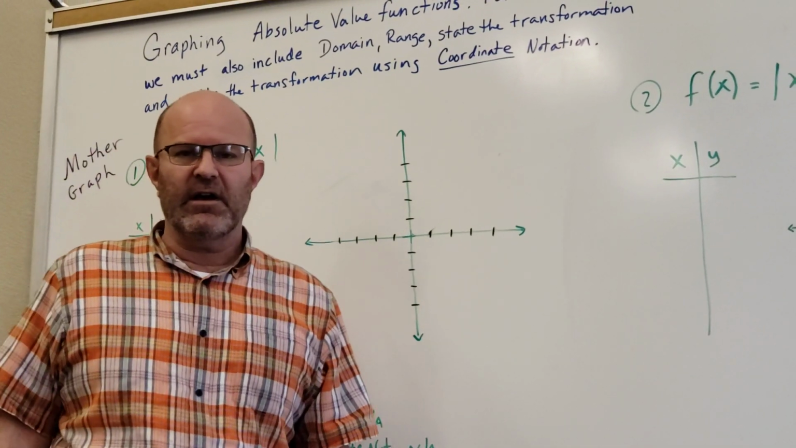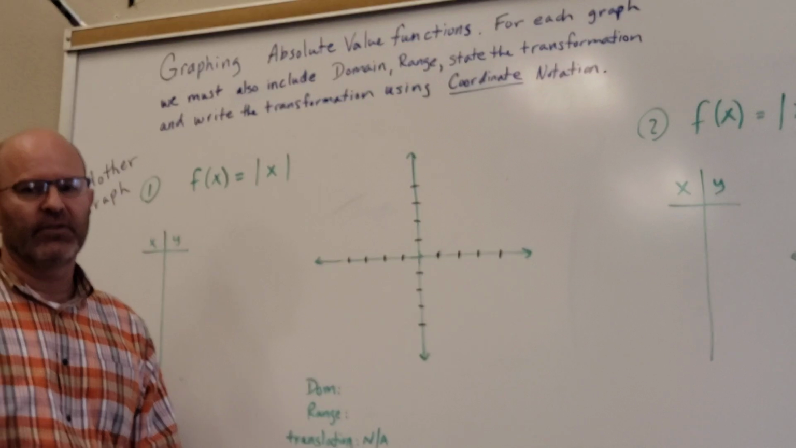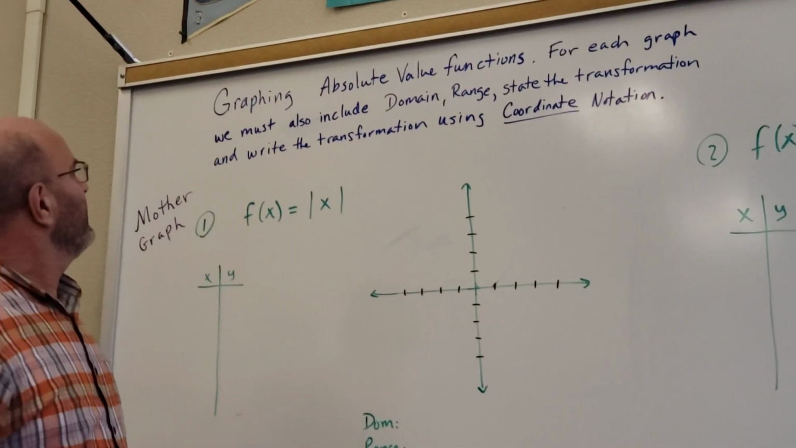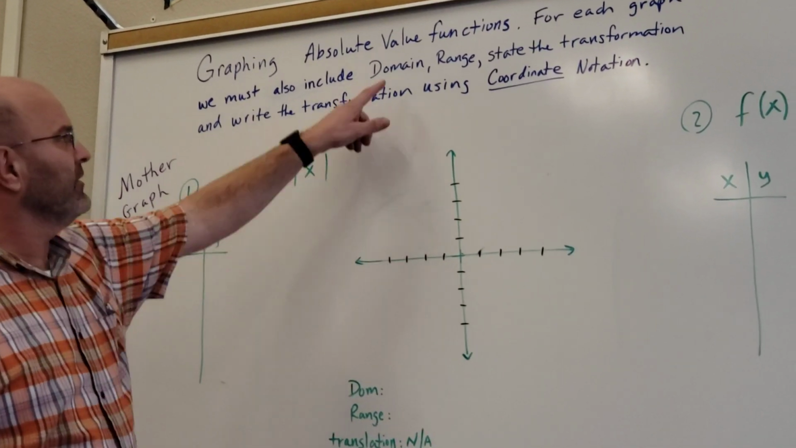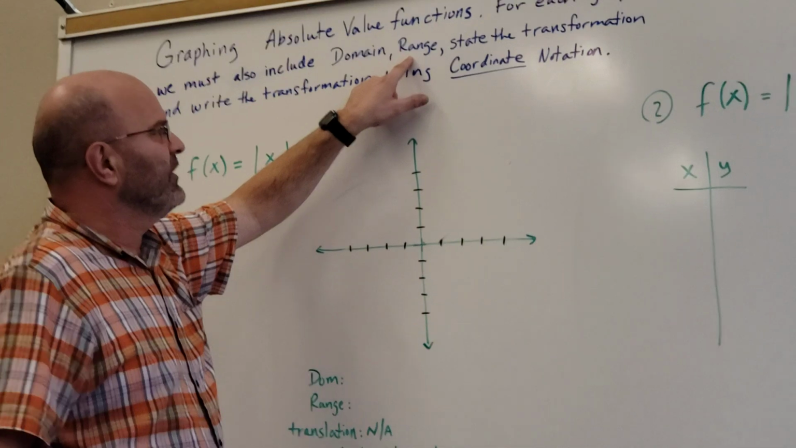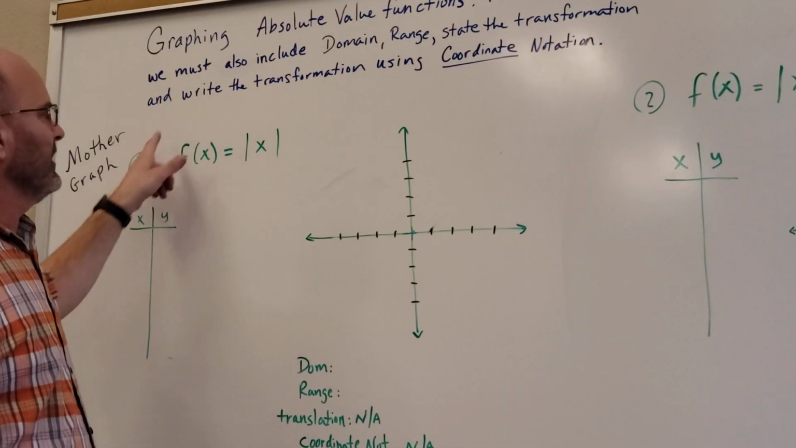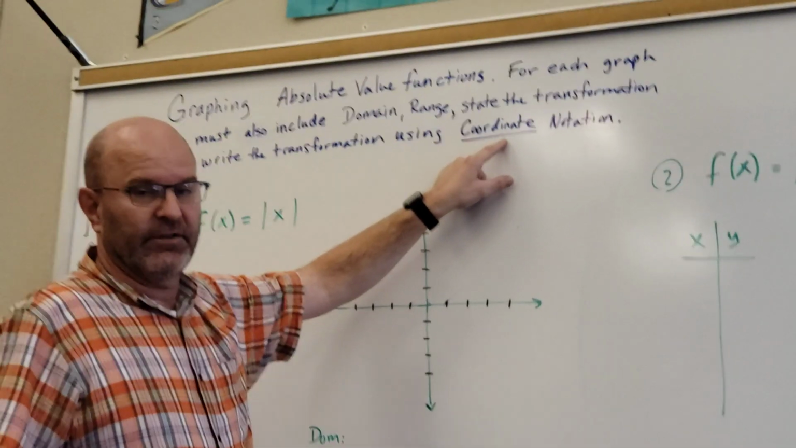Good morning, everybody. This is a video on learning how to graph absolute value functions. For each of the graphs we create, we're going to have to be sure to include 4 items. So for each graph, we're going to be including the domain, the range, we're going to be stating the transformation, and then finally we'll have to write the rule using what's called coordinate notation.